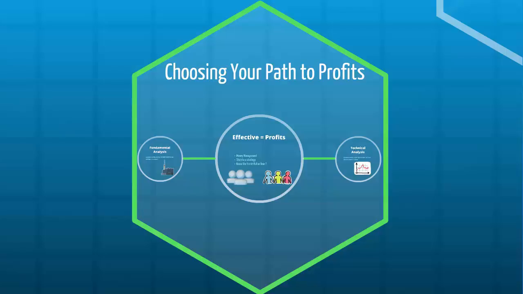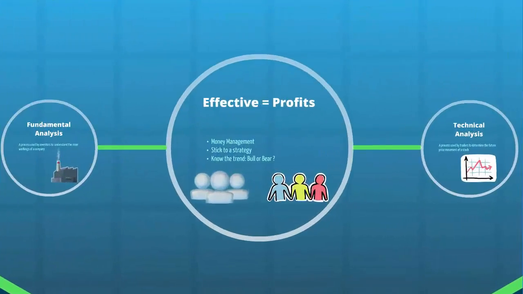So in this final module, we're choosing our path to profits. We've looked at what the stock market is, what stocks are, what volatility is, what risk is, the different types of traders, the different types of investors, and all of that fun information. That good info comes down to how do we make money in the markets.